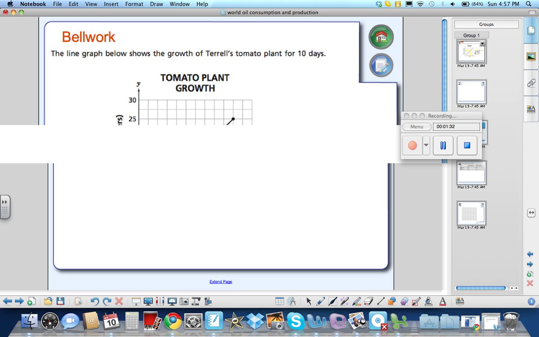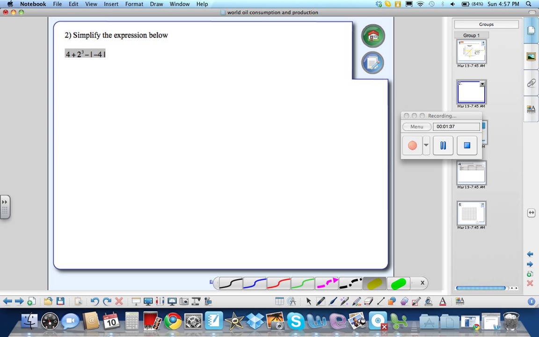Okay. The next question asks you to simplify the expression below. This is an order of operations problem. You're noticing it's asking you to simplify. Okay. There's no equal sign because it's an expression. So the first thing I would do is on the side of my paper, I would write something that reminds me of order of operations, which we all know as PEMDAS.